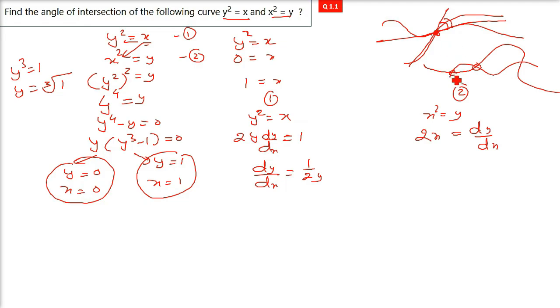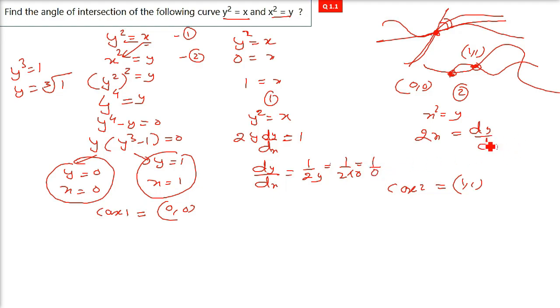So first is at the first location (0, 0). What will be the slope of the first tangent and the second tangent? So this is case 1, we will take (0, 0). This is case 2, we'll take (1, 1). In case 1 we put x and y as 0, 0. So what will be dy by dx? 1 by 2 into 0, that is 1 by 0, that is infinite. And slope infinite means we are talking about a line which is parallel to the y-axis.